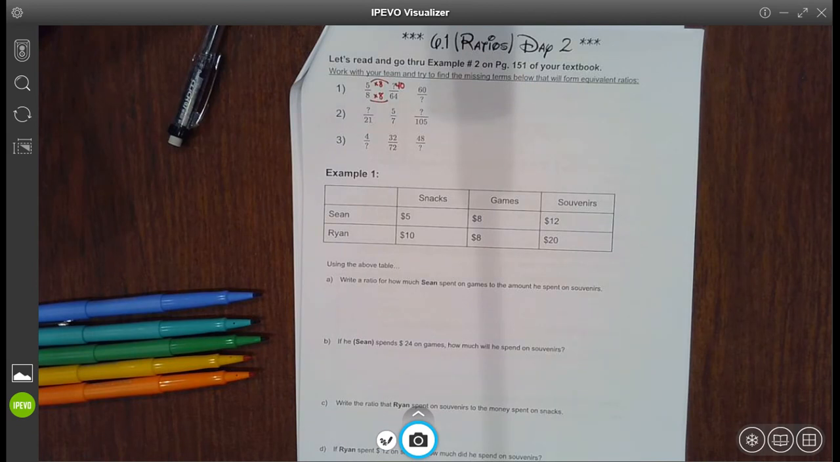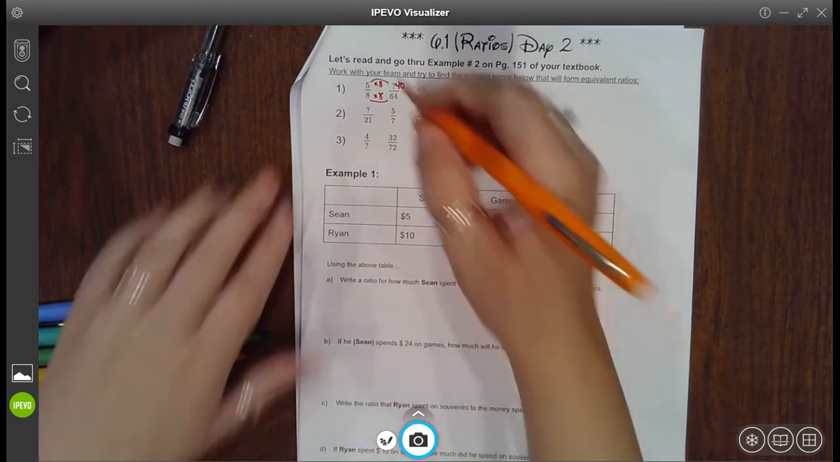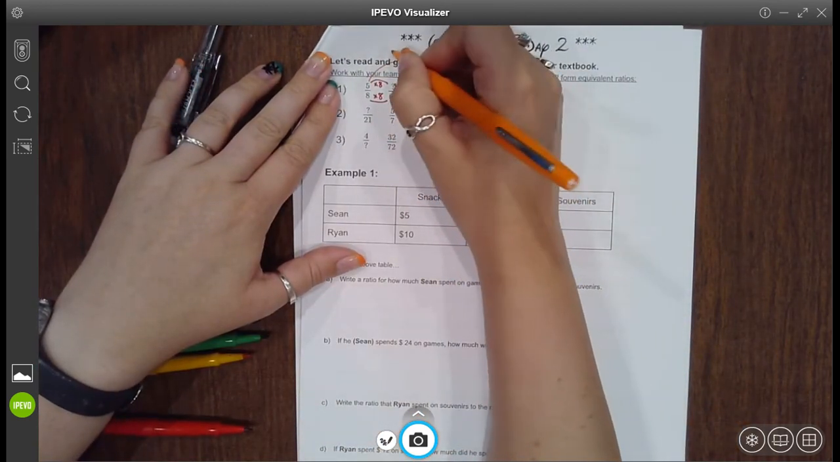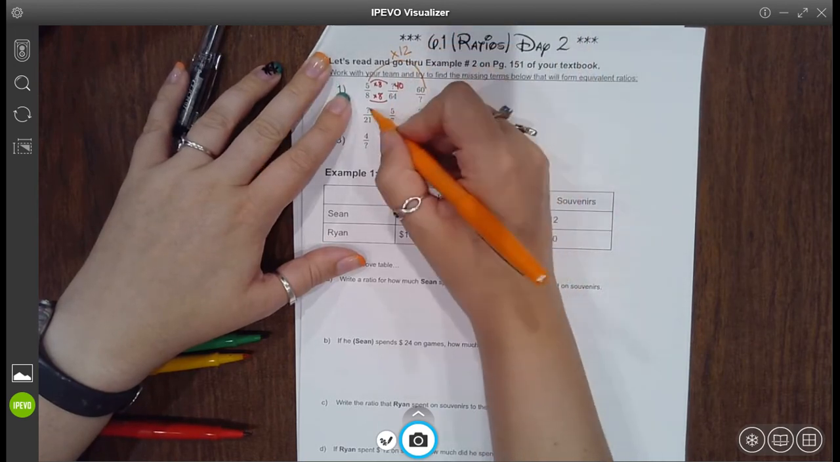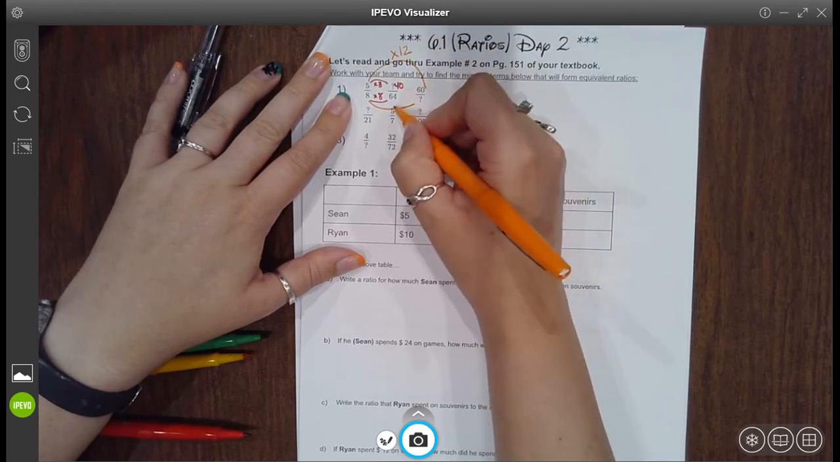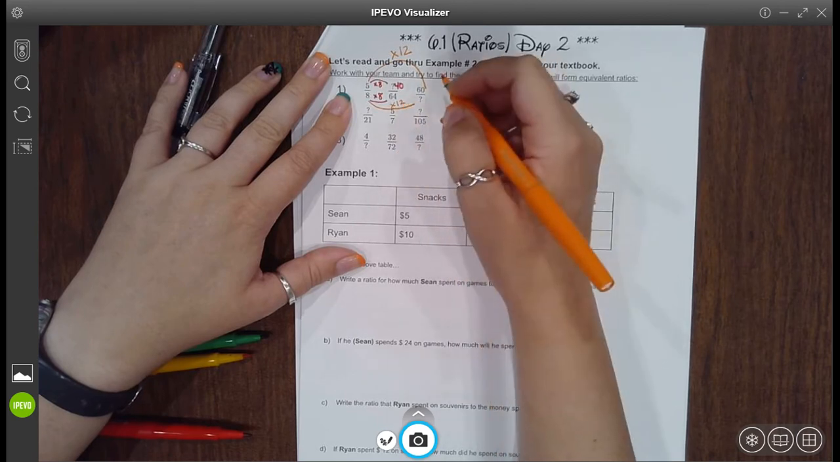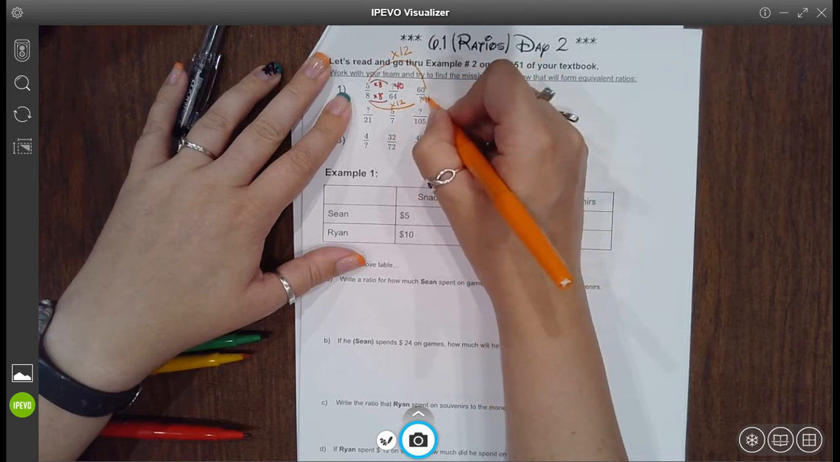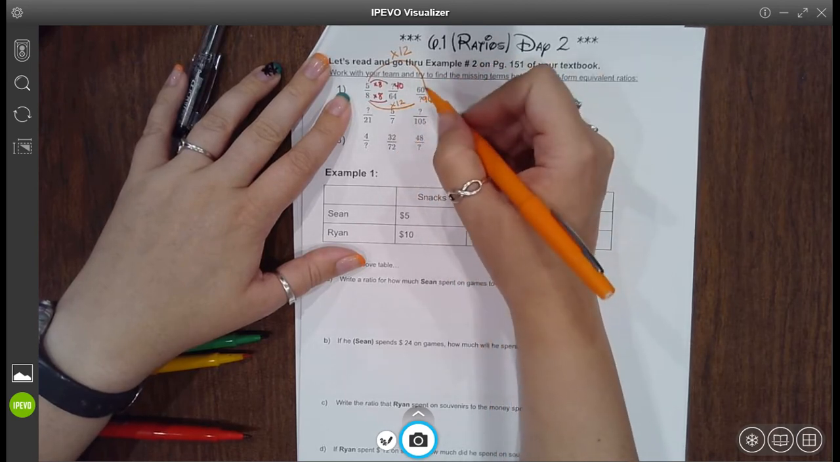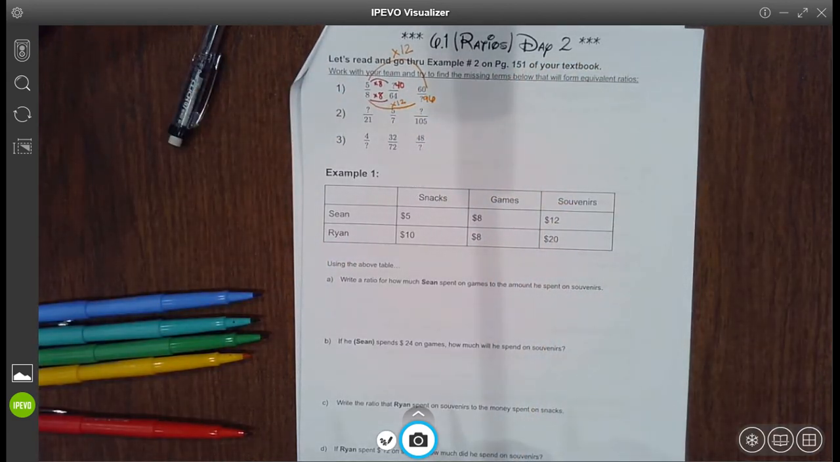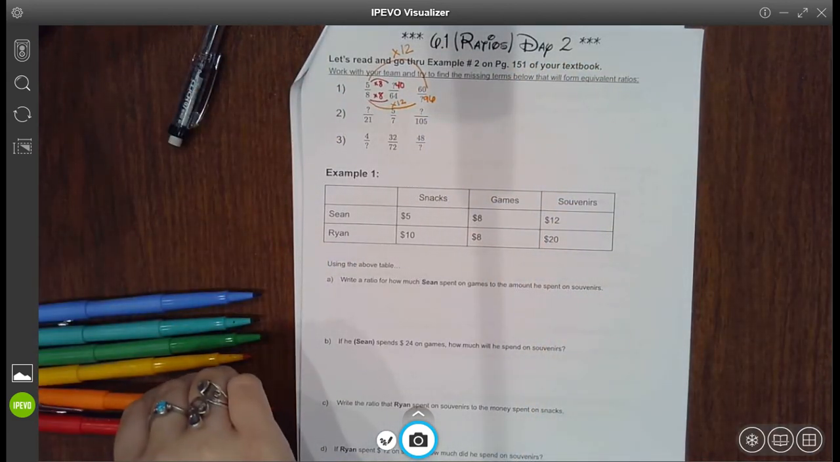The next one says, okay, what did you do to 5 in order to get 60? Well, you multiplied it by 12. So then do the same thing on the bottom. Go ahead and multiply 8 times 12. And 8 times 12 is 96, which means 60 over 96 is equivalent to 5/8. If you got that right, congratulations.